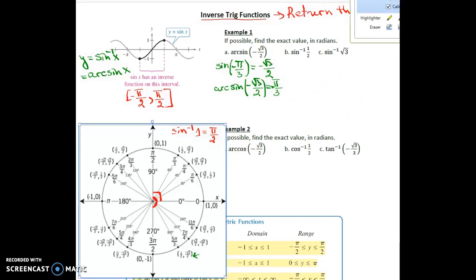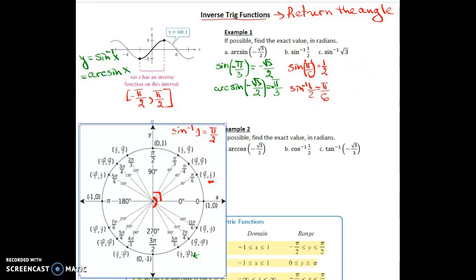Let's take a look at the next example. For the next one, we have to find sine inverse of 1/2. Or, what is the angle? Sine of what angle is equal to 1/2? Let's go back to the unit circle. It certainly looks like the sine of pi over 6 is equal to 1/2. Since pi over 6 is in our interval, then sine inverse of 1/2 is equal to pi over 6.